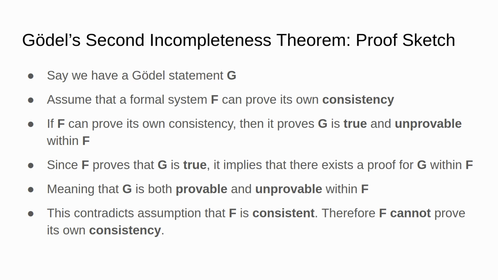Since F can prove its own consistency, it can prove that G is true and unprovable within F, since F is consistent. Since F proves that G is true, it implies that there exists a proof for G within F. This is a contradiction. F cannot contain a proof showing G is true, while at the same time proving that G is unprovable. This must mean that our assumption is incorrect, and so F cannot prove its own consistency.